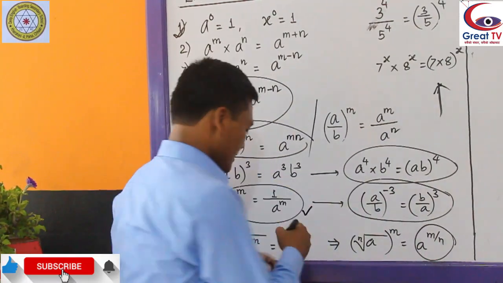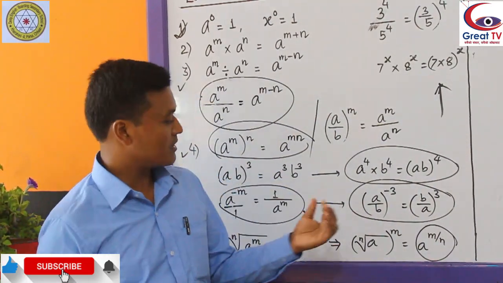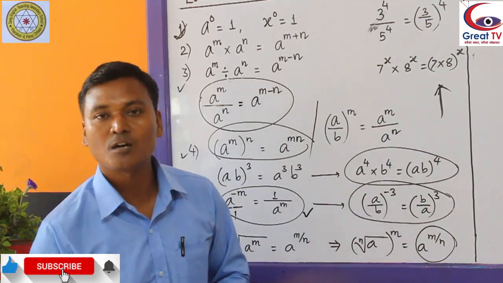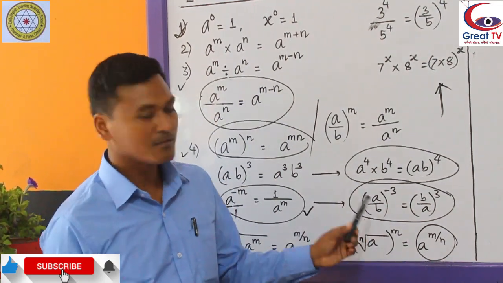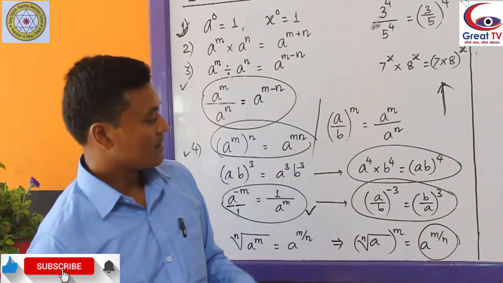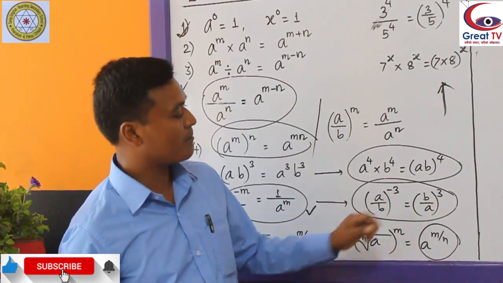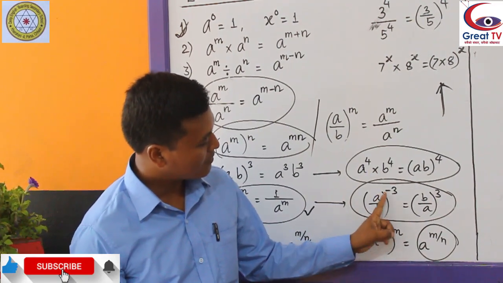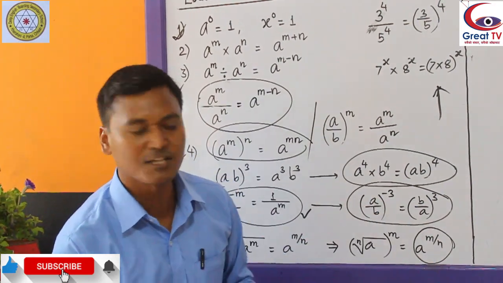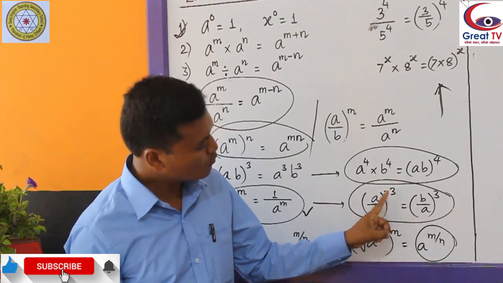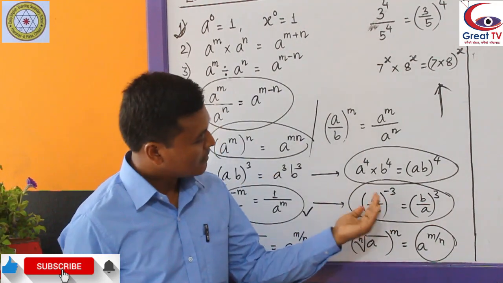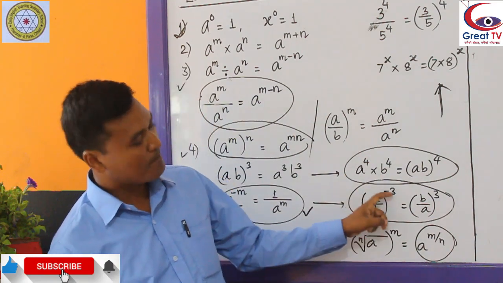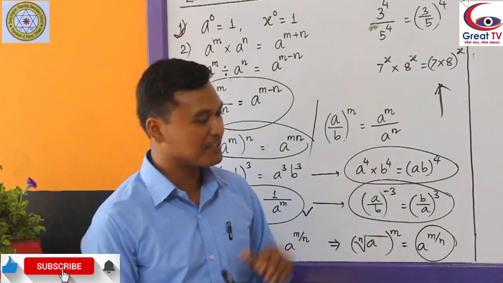Similarly, while using the law of negative index, we can use another idea also. I hope some of you might not have read this concept. I have written a by b whole to the power minus 3. Here the base is a by b, and the power is negative. We have a direct idea to change a negative power into a positive power. It can be simplified this way.